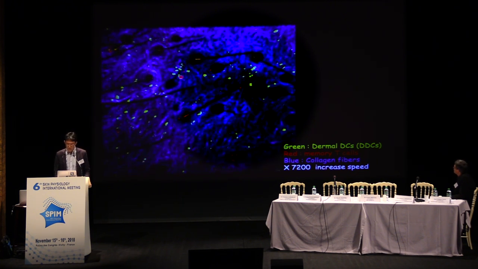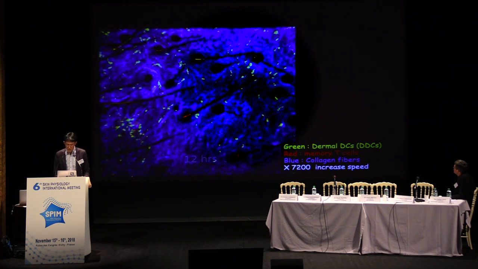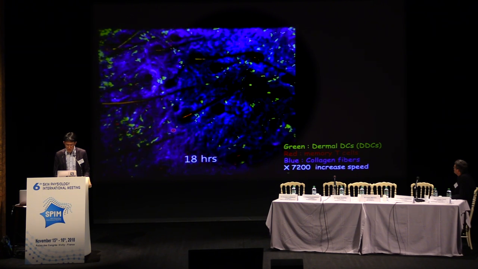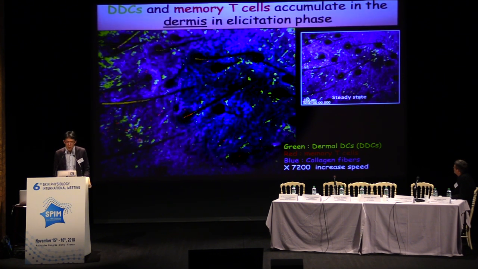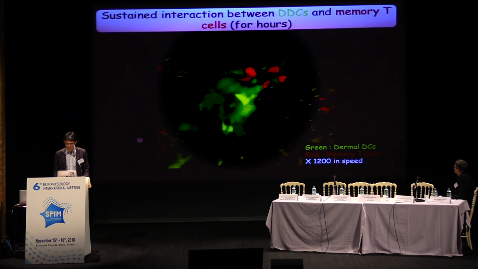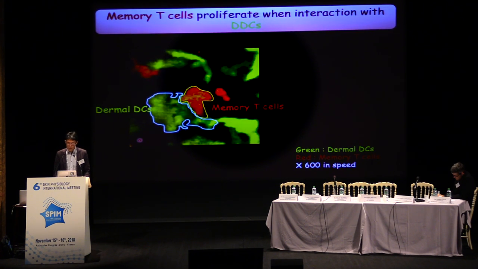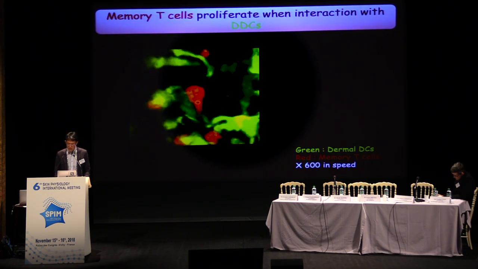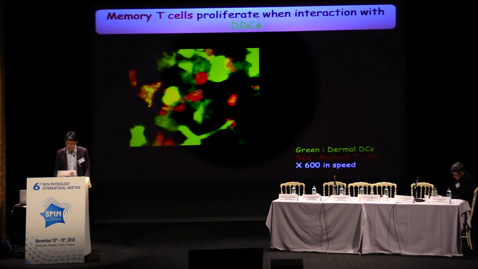So first, dermal dendritic cells are distributed quite evenly, and then these dendritic cells start to accumulate at a certain area. Then memory T cells come from blood vessels into the skin, and these memory T cells are also accumulated at the cutaneous dendritic cell cluster area. Therein, dermal dendritic cells and memory T cells seem to interact, and some of the memory T cells are activated, and they even proliferate in the skin. And then they produce interferon gamma over there.